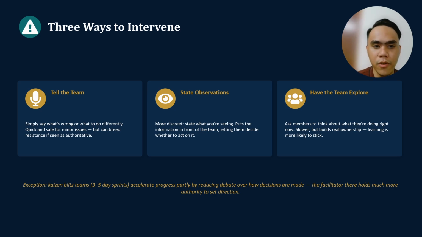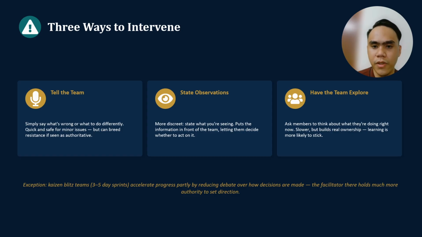The most direct approach is simply to tell the team what it's doing wrong or what it needs to do differently. For minor issues, this is described as a quick and probably safe intervention. However, it can cause resistance with some teams because it can be interpreted as authoritative, which, remember, cuts against the whole spirit of the facilitator's neutral and non-directive role.